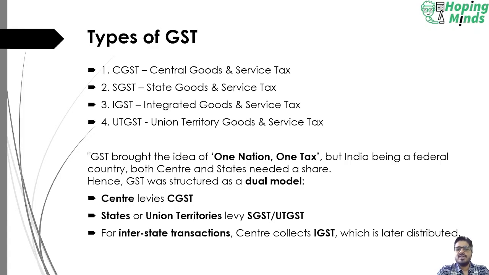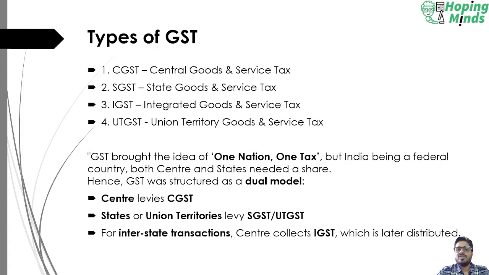So basically GST is divided into four parts, that is CGST, SGST, IGST and UTGST. CGST stands for Central Goods and Service Tax. SGST stands for State Goods and Service Tax. IGST, Integrated Goods and Service Tax, and UTGST, Union Territory Goods and Service Tax.